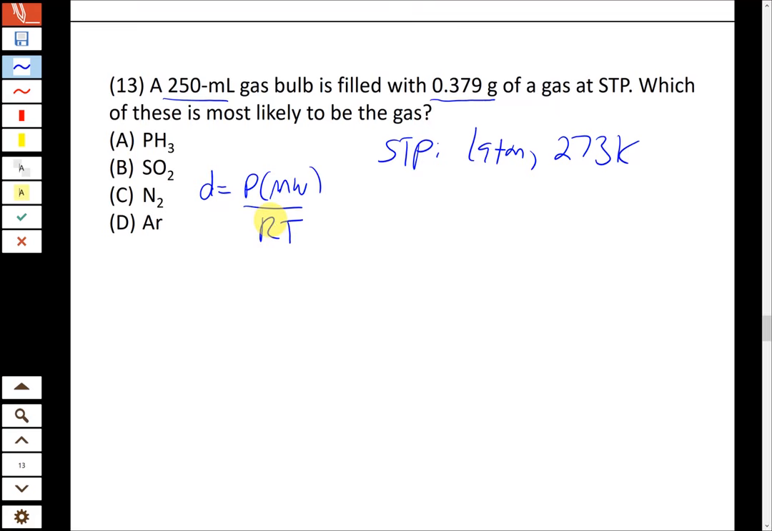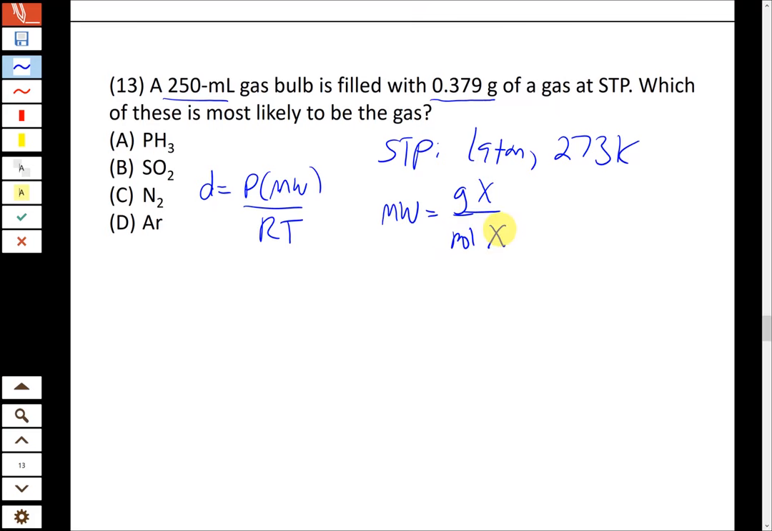Or the other way to do it, and in general when you're trying to find an unknown molar mass, is to remember the definition of molar mass: the grams divided by moles. So it's going to be the grams of the substance, in this case the unknown, divided by the moles of the unknown substance.